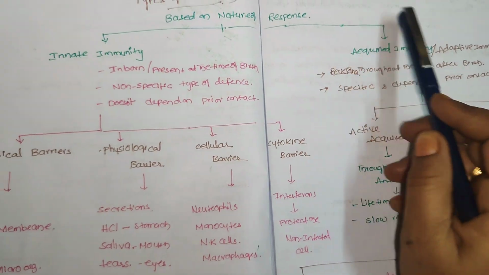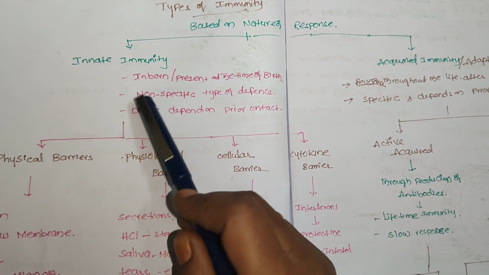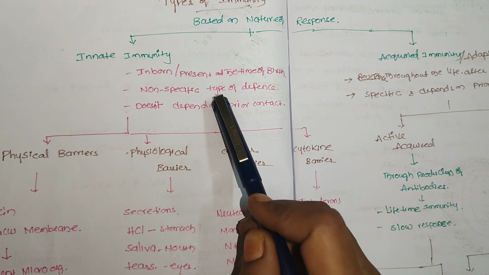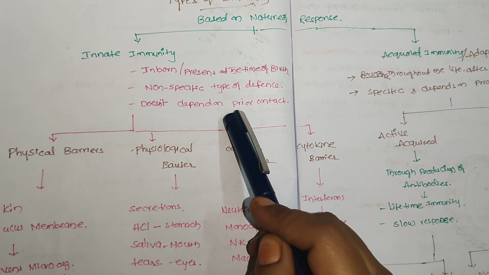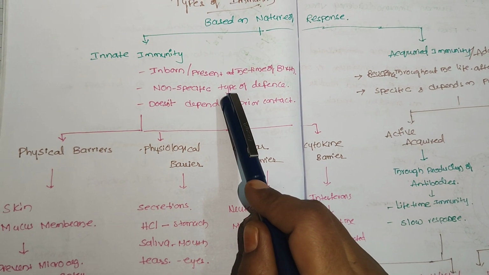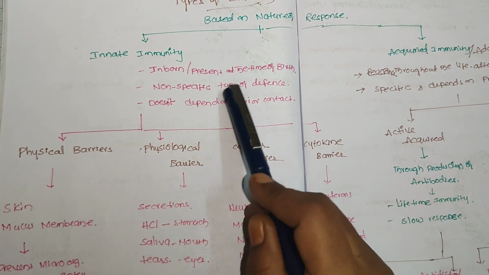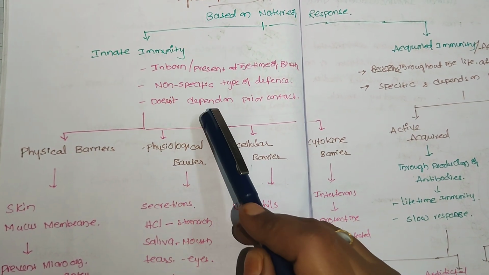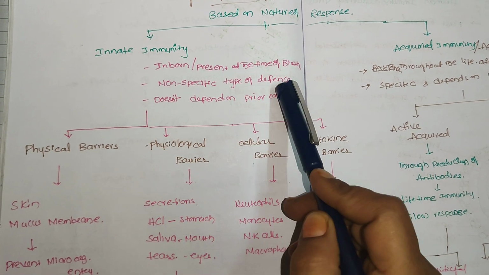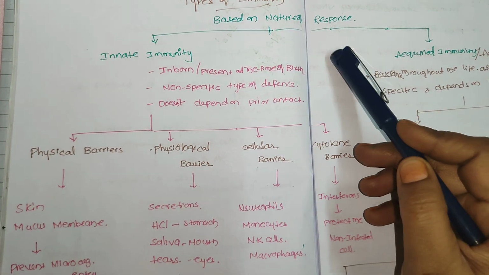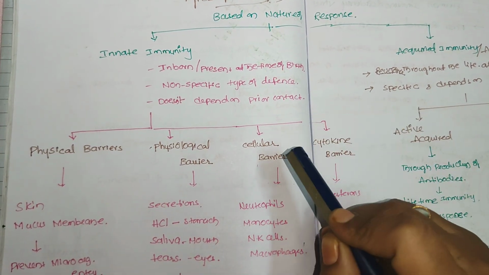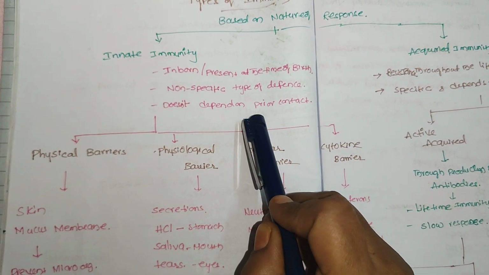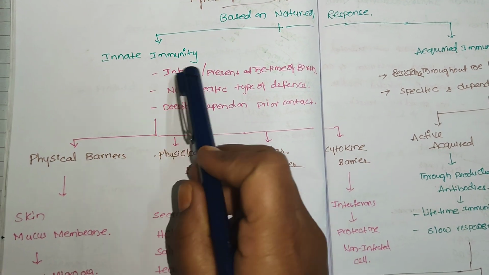Acquired means after birth, but innate means within the body, inborn or present at the time of birth. It is a non-specific type of defense. It does not depend on prior contact. Non-specific means it is not particular to any type of antigen. The immunity is produced by the body itself, but it does not depend on a particular type of antigen. Whatever the pathogen that enters our body, innate immunity will defend against it. That is called innate immunity.